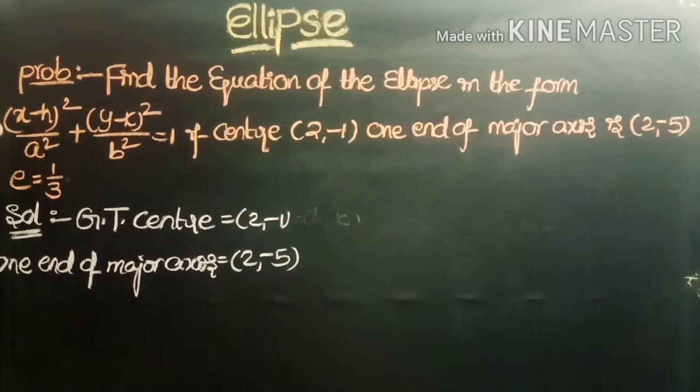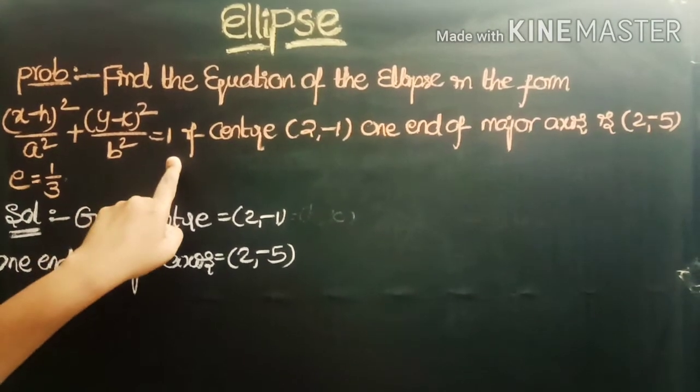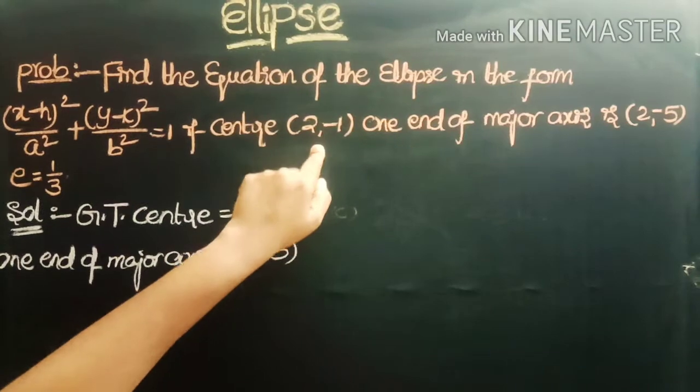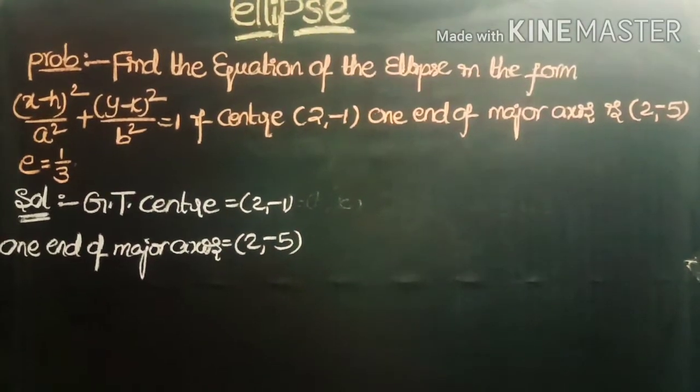Find the equation of the ellipse in the form (x minus h) whole square by a square plus (y minus k) whole square by b square is equal to 1, if the center is (2, minus 1), one end of the major axis is (2, minus 5), and e is equal to 1 by 3.